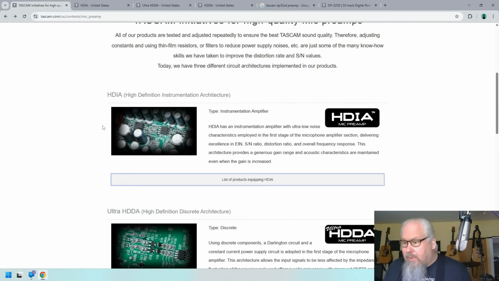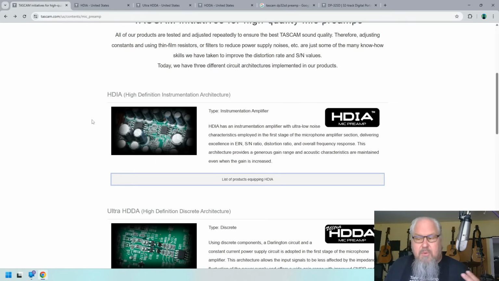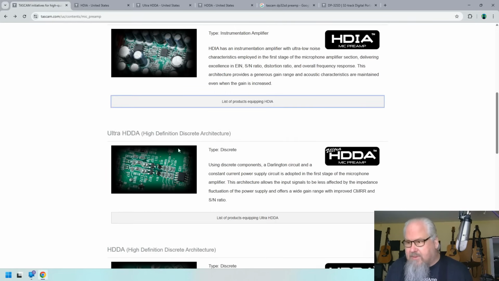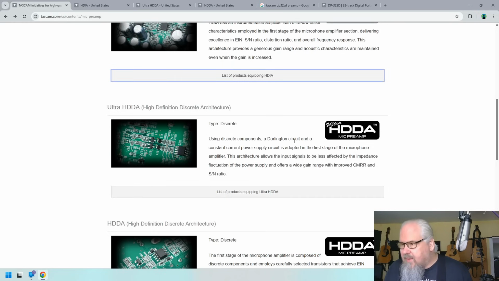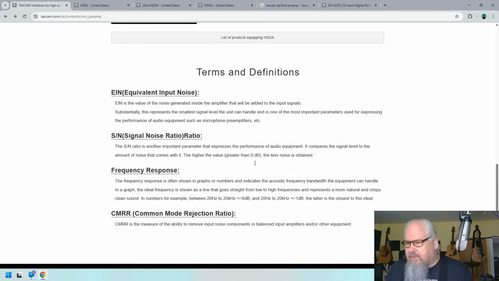The one that we're going to talk about today is, so the Model 24 uses the Ultra HDDA, which is high definition discrete architecture, and it says, well, type is discrete, using discrete components. A Darlington circuit and constant current power supply circuit is adopted. The first stage of the microphone amplifier of this architecture allows the input signals to be less affected by the impedance fluctuation of the power supply and offers a wide gain range with improved CMRR and S/N ratio. I have no idea what those are, so let's look down here.